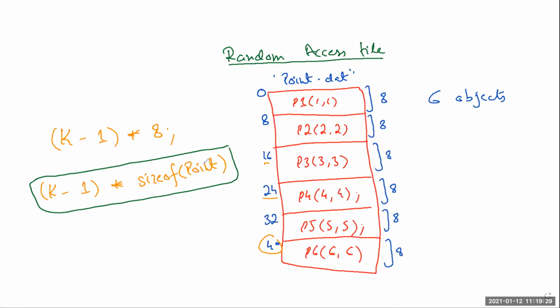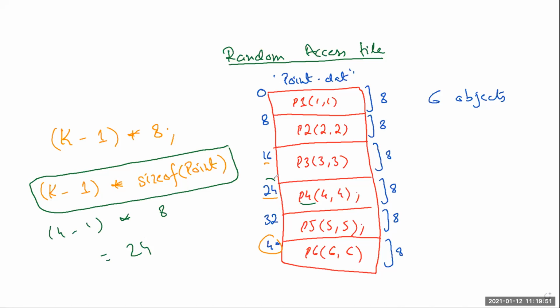And this will work for every class. For example, instead of Point, if I write Student, whatever is the size of the student, if I ask you where is object number 4, you will say 4 minus 1 into whatever is the size, and you will say it is at 24.